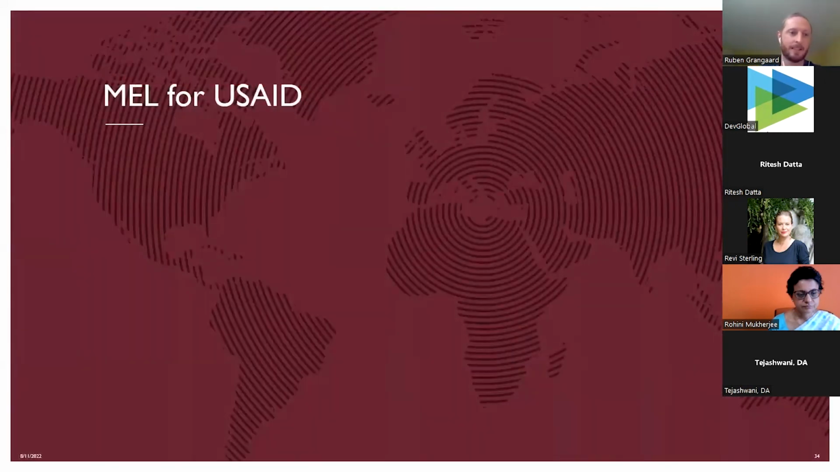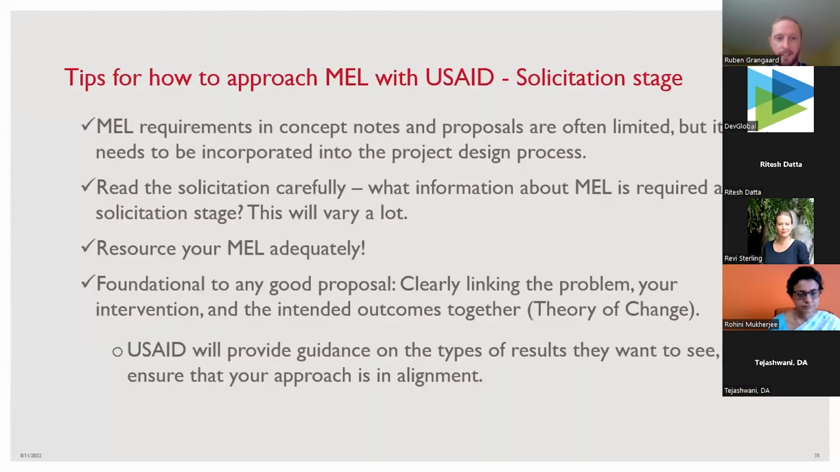just really some tips and hints for conducting monitoring, evaluation, and learning with USAID, especially at the planning phase. The first thing we're going to talk about is the solicitation stage. This is when, again, USAID puts out an RFA or an RFP, and you're in the process with your organization to provide a response to that solicitation.